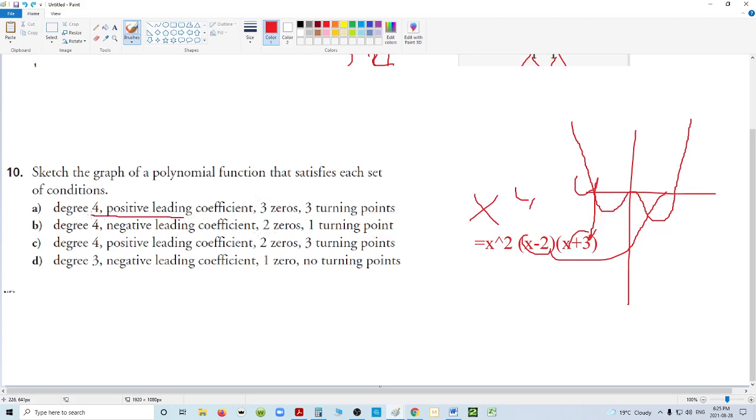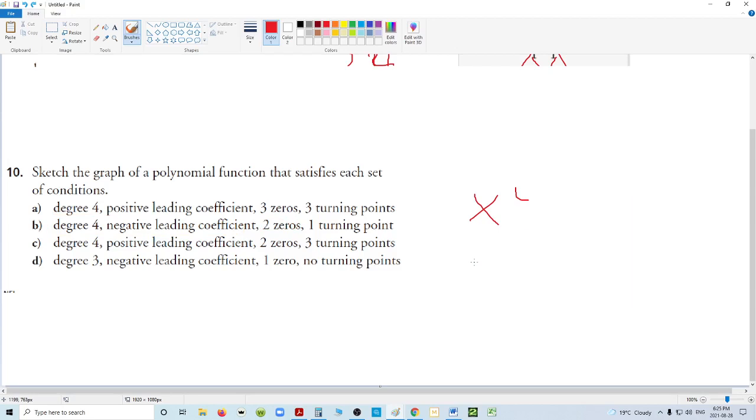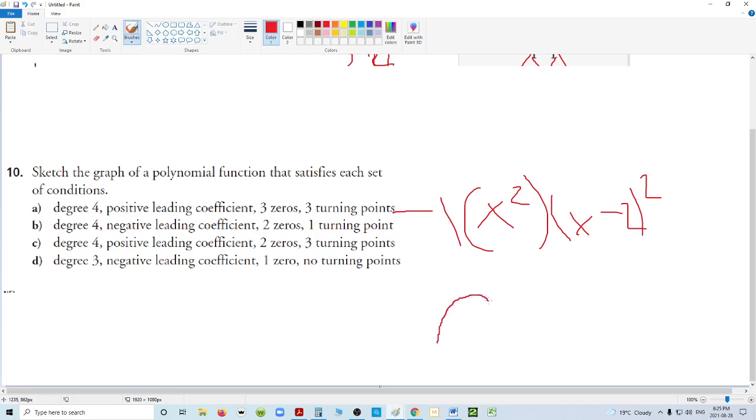Then this one has a negative leading coefficient, also degree 4, and it only has 2 zeros and 1 turning point. That's interesting, actually. 2 zeros and 1 turning point. So that could be an x squared and anything else. Let's say x minus 2 squared. And then you can just put a negative 1 here. So it's going to bounce back here. But that's 2 turning points. How do I create 1?